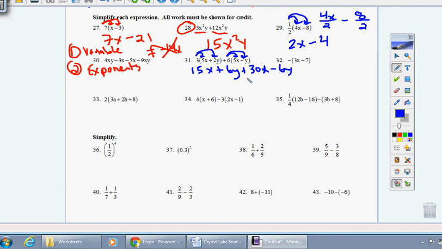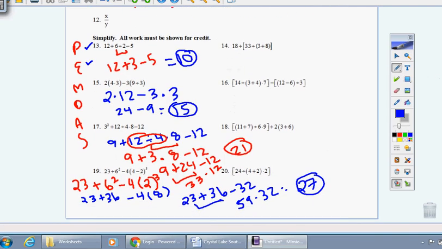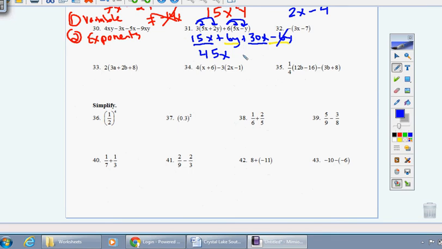Now we combine our like terms. So if I combine my x's, 15x and 30x is 45x. And 6y and negative 6y, those are going to cancel out, right? 6y plus negative 6y, those are actually going to cancel out. So all I'm left with is 45x.